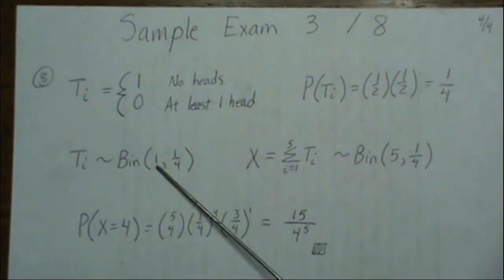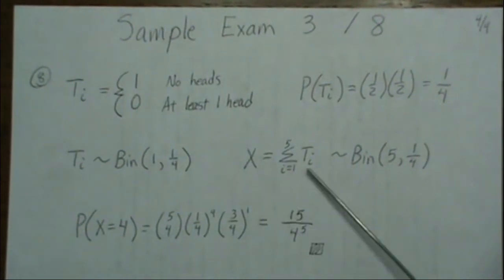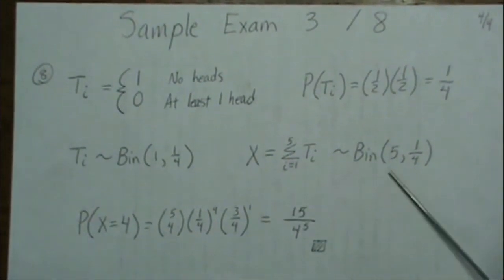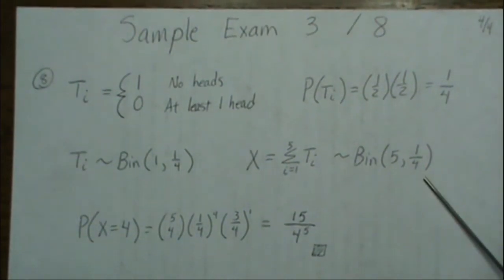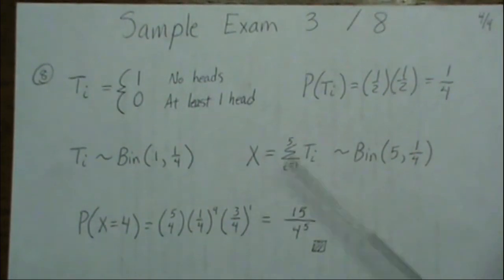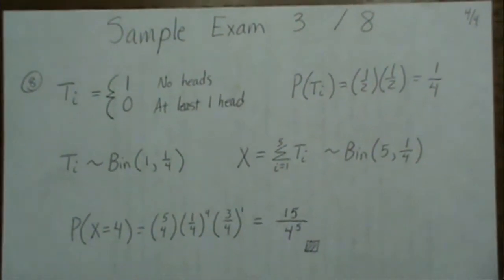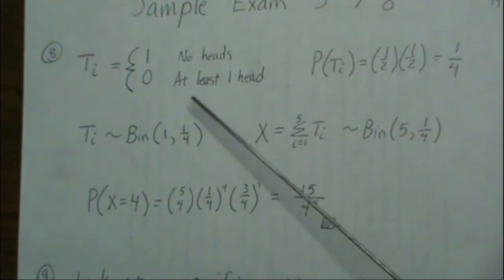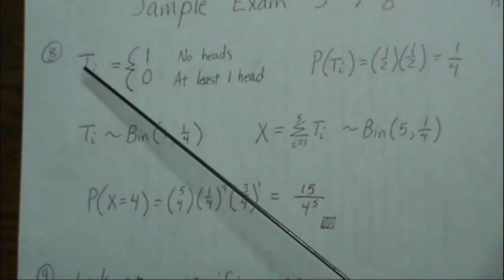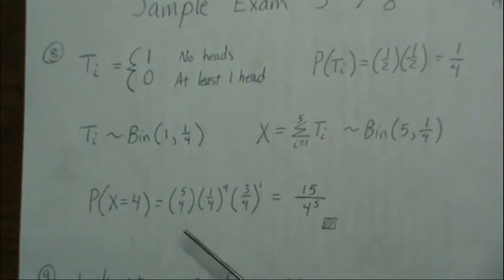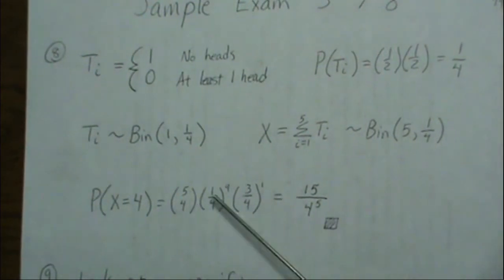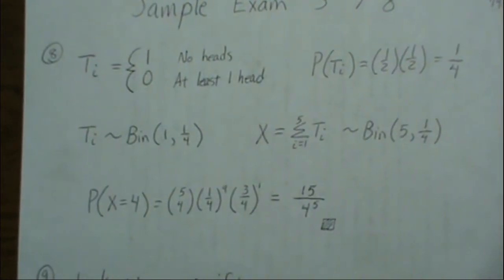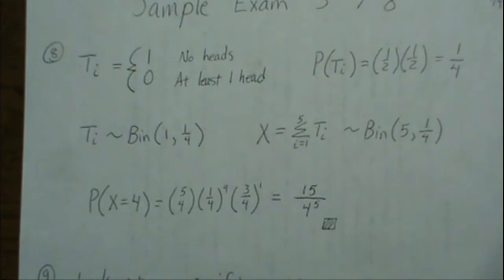Now Ti is a binomial 1 and 1/4, but we're interested in 5 tosses. So the sum of these Tis is binomial 5 and 1/4, because there are 5 trials. And then the problem asks, what's the probability that we have exactly 4? X is 4. So that means 4 of the 5 of these end up with no heads as their event. So that's just a binomial: 5 choose 4, 1/4 to the 4, 3/4 to the 1, and then that simplifies to 15 over 4 raised to the 5th.